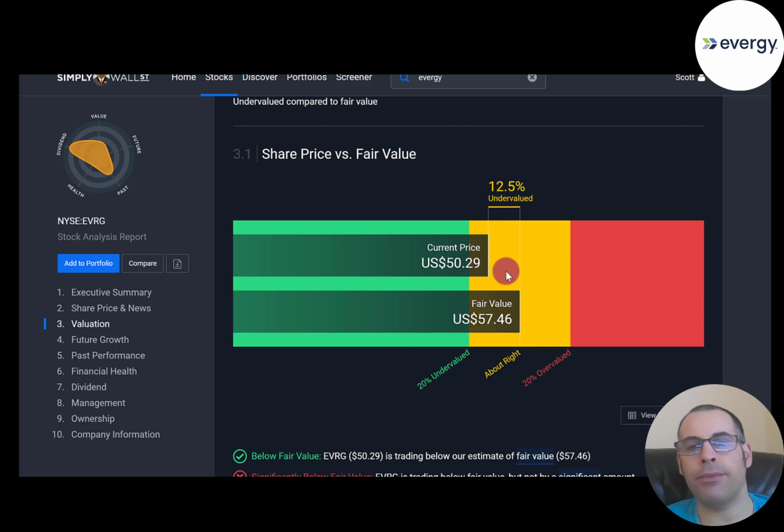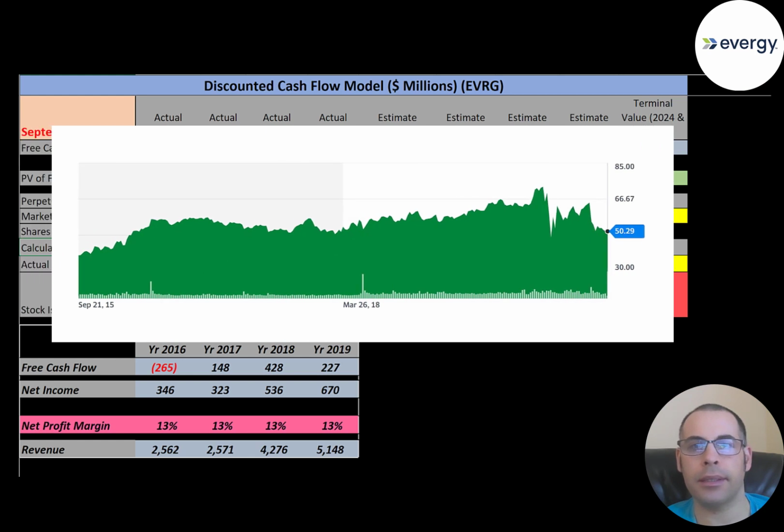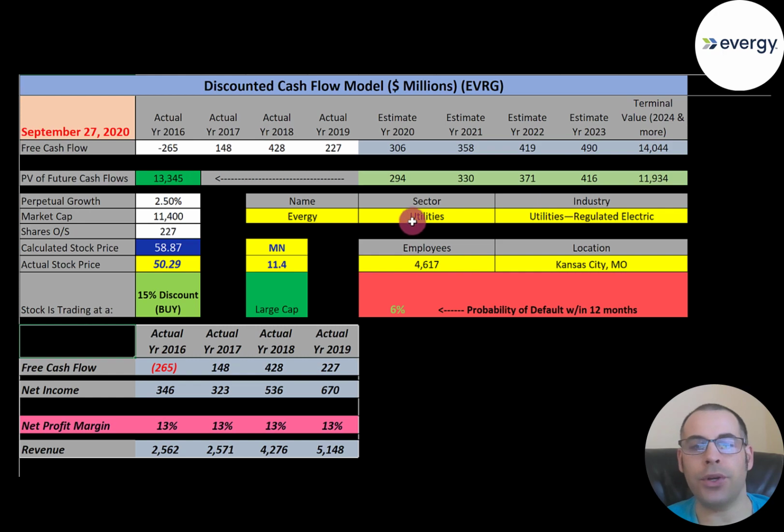Simply Wall Street has them at $57, so almost exactly what I have. Let's see where the stock has been trading the past few years. So the stock price broke through $70 in March, but it looks like it's at a pretty low point. It could be a really good value if you feel the company is going to continue putting up these nice numbers. Let's look at the financial ratios.